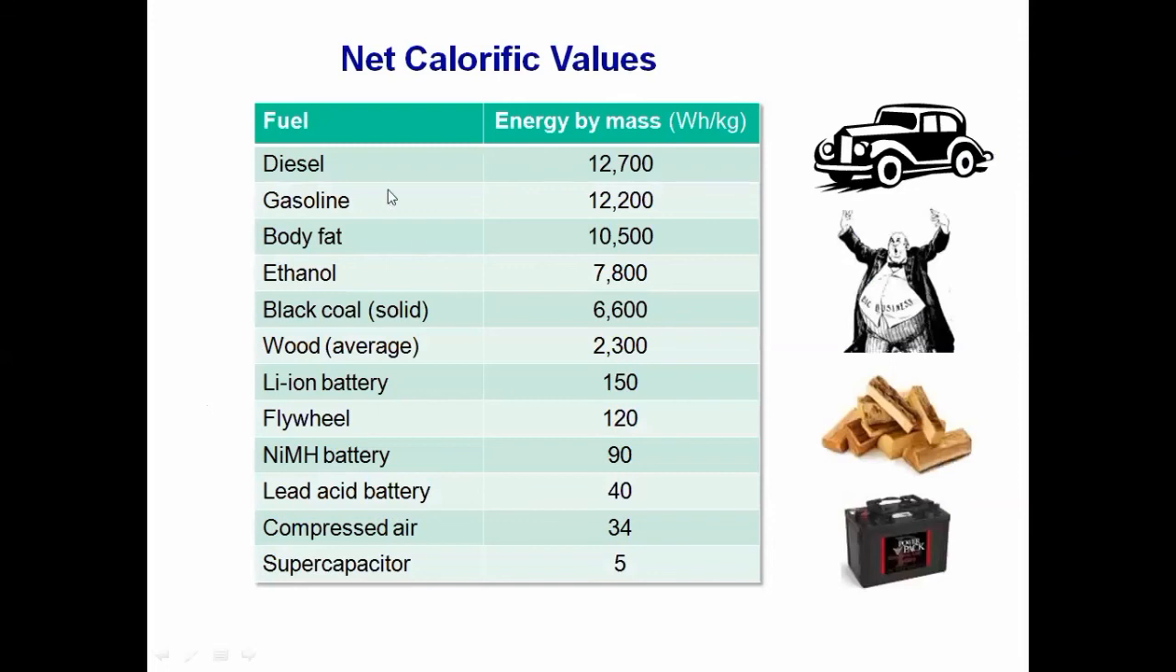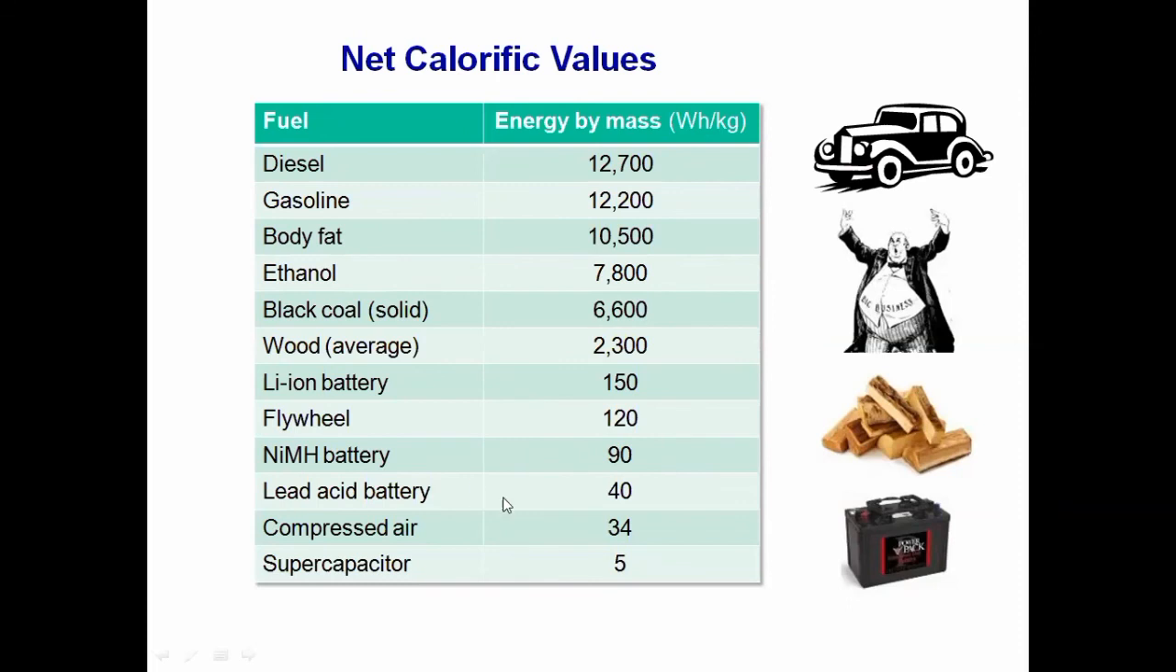The calorific values, that is, energy transformation in various kinds of storage devices. So there are various energy storage devices, starting from diesel, gasoline, body fat, ethanol. In which, what about the battery? Here we have nickel energy batteries at 90 watt hours per kg. So 1 kg of nickel energy battery has 90 watt hours of energy storing capacity.